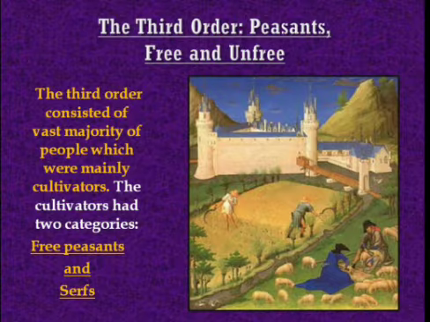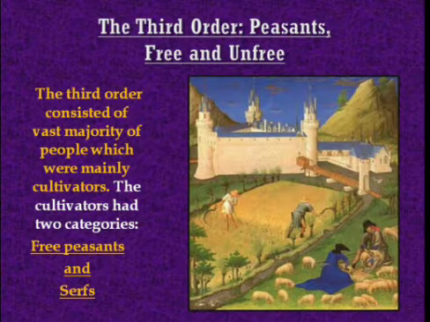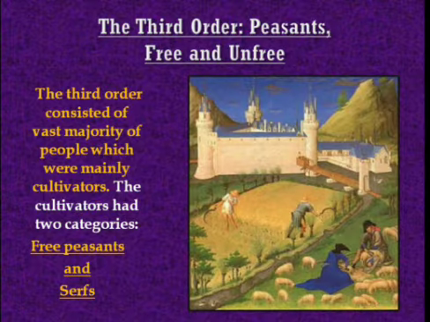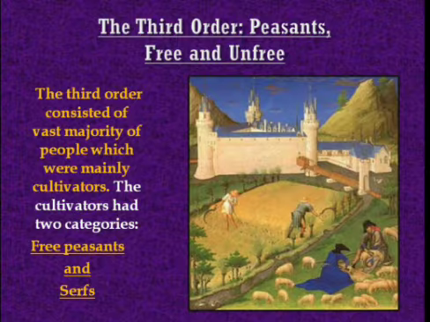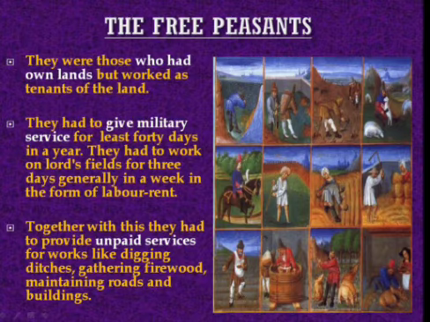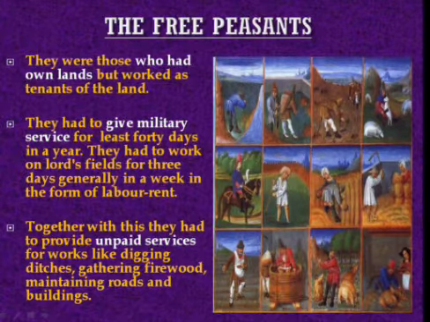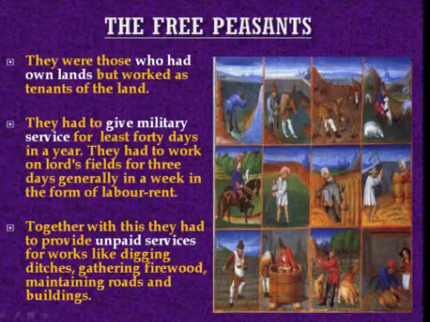The third order consisted of the vast majority of people, who were mainly cultivators. That is, they used to practice agriculture, and therefore the majority of the third order consisted of peasants. The cultivators had two categories, that is free peasants and the serfs. The free peasants were those who owned lands but worked as tenants of the land. They had to give military services for at least 40 days in a year.